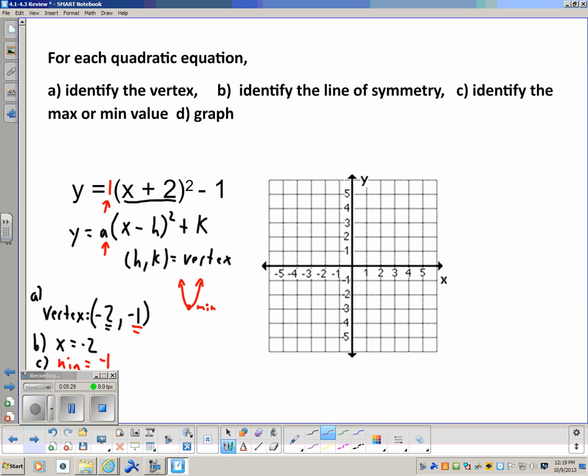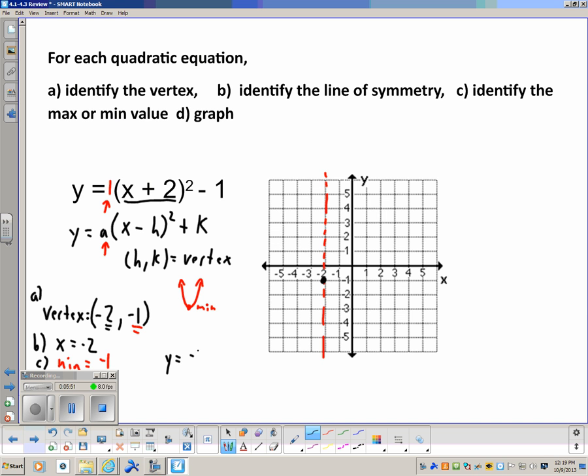So let's draw this in here. So we've got our line of symmetry. We've got our vertex there at -2, -1. And we need another point there. So what you can do for one like this is just go ahead and pick an x value over here on the left-hand side, like -3, and then just put it back into your function.